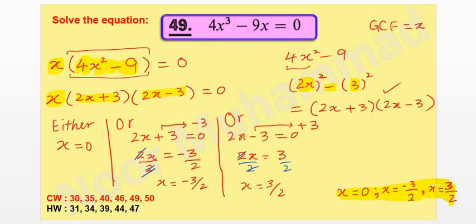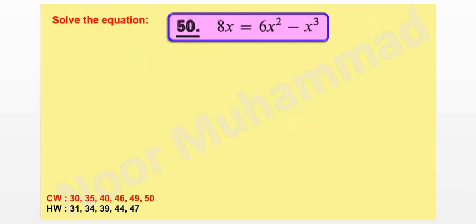Clear? Let's solve one more question from the exercise. Okay, first of all, it's not in the standard form, so we don't want this x cube to be negative. So let's move these terms to this side first of all. So this negative will change into positive, and this one is positive, it will change into negative. So we can write it as x cube minus 6x squared plus 8x equals 0. Better to write them in descending powers of x, like the greatest power of x in the beginning, then 2, and then 1, right?